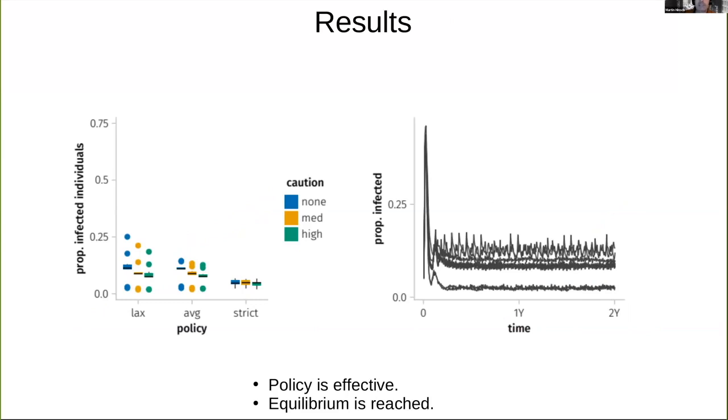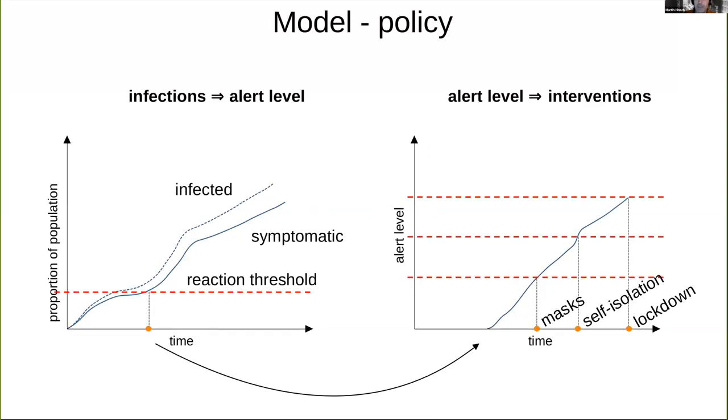We defined a set of policies that can be relatively lax, average or strict. So those are essentially the levels of these thresholds that are determined by the type of policy. So a strict policy would increase the level of alertness relatively early, and also implement restrictions relatively early.